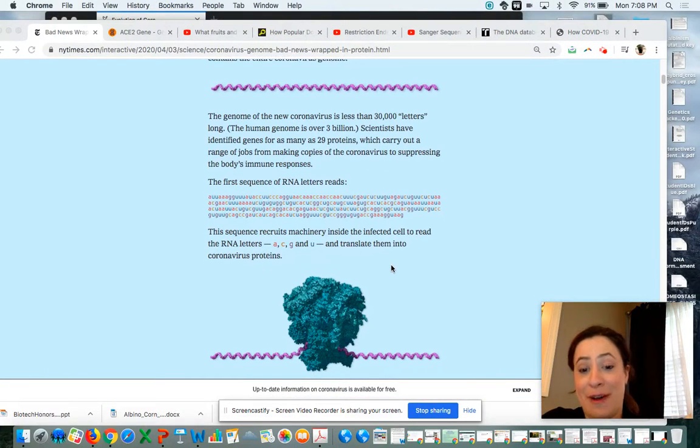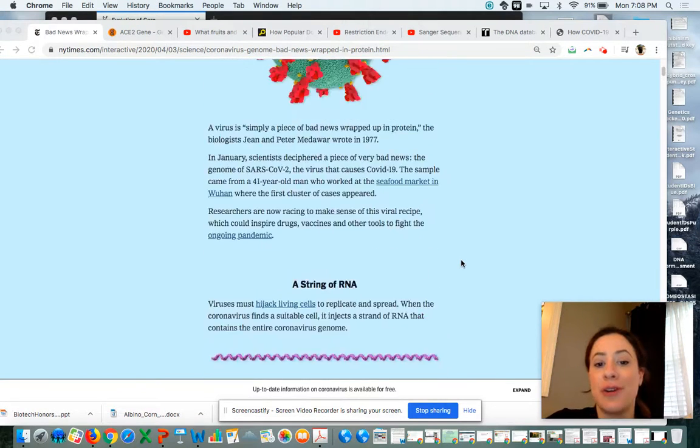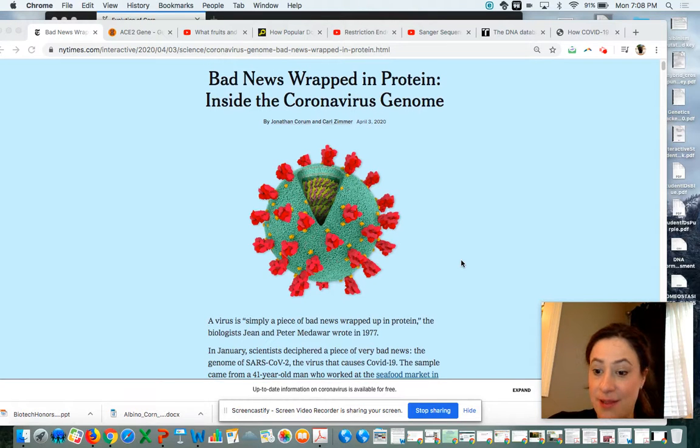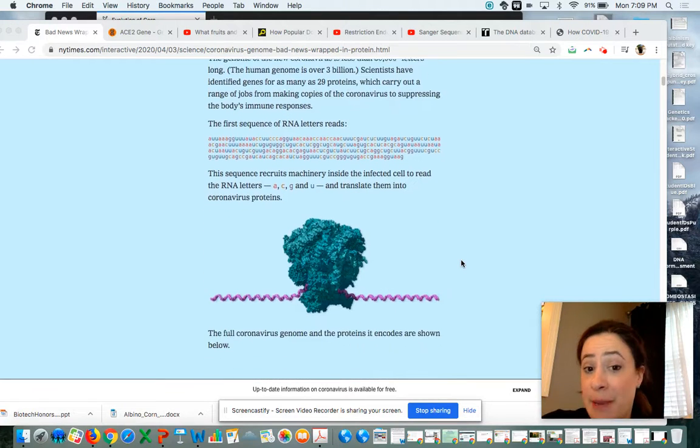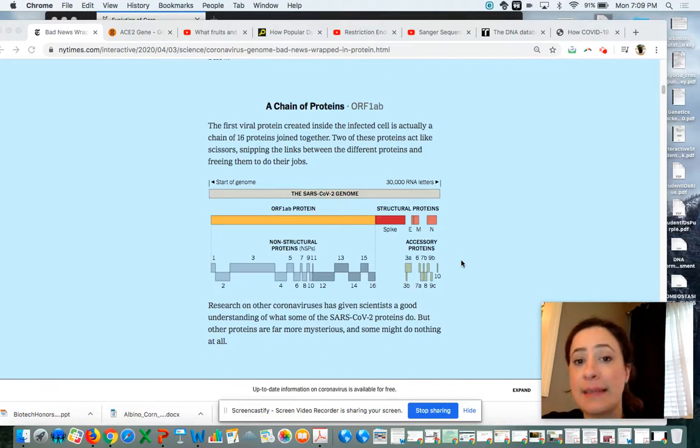We have talked about in our class numerous times about proteins and the function of proteins. So this New York Times article not only details SARS-CoV-2 and the RNA genetic information, but the proteins as well. This is the beginning of the genome. What it does is it gets into our cells and it's able to use the ribosomes within our own cells so that our own cells are able to make the proteins that the virus needs in order for it to replicate, because the virus can only replicate within a host.